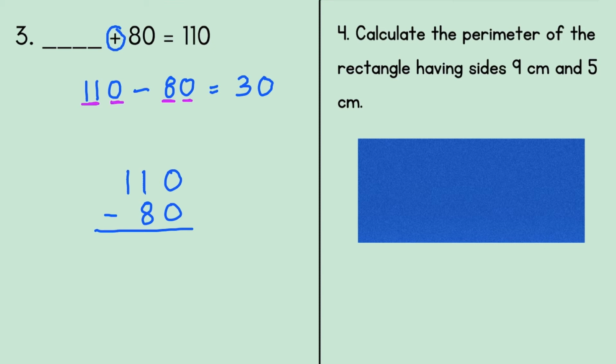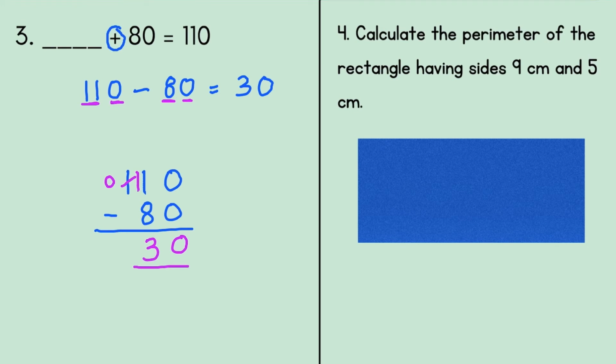We have 0 minus 0, which is 0. 1 minus 8, you cannot subtract, so you will borrow from the neighbor. This will become 0 and this will become 11. 11 minus 8 is 3. So your answer is 30.